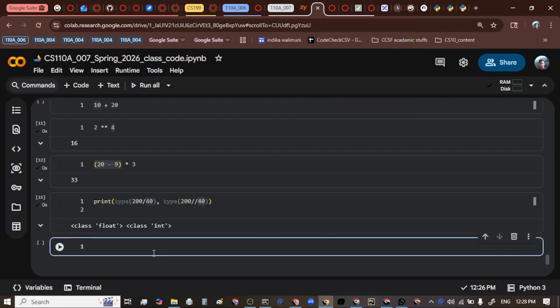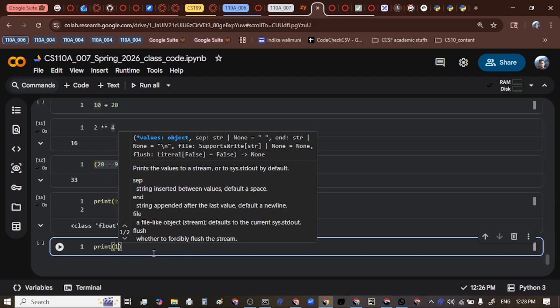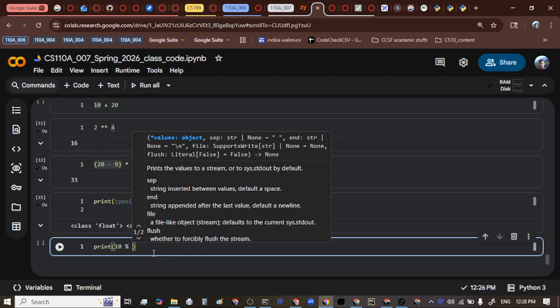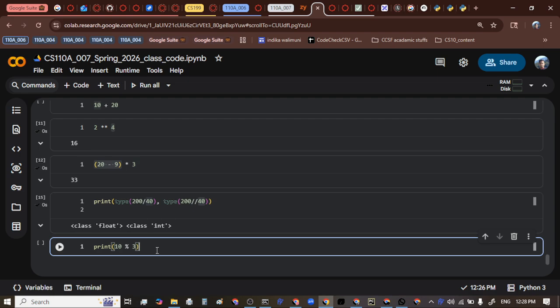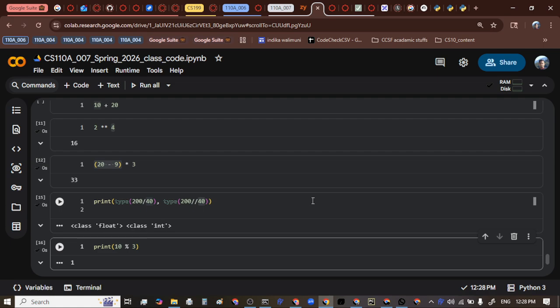So let's say print 10 modulo 3. So what should I get then? 3 remainder 1. Yeah, so 1, right? When you divide 10 by 3, you get the 1. So there are whole 3 3s in 9, so what's left is 1, right? So you get 1. Okay, so that's what we call the remainder.